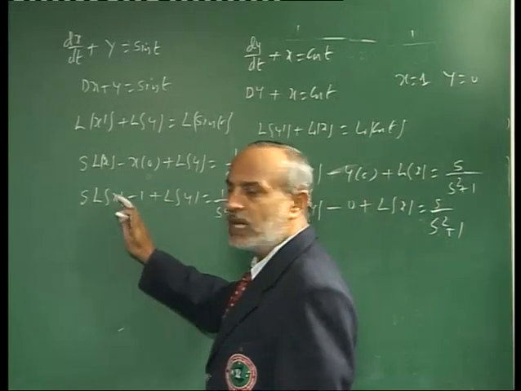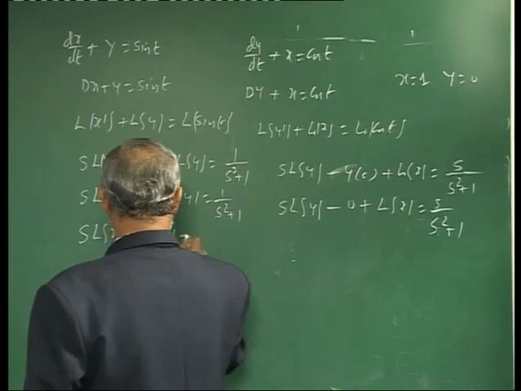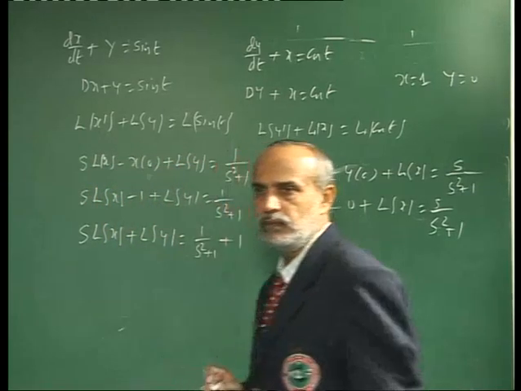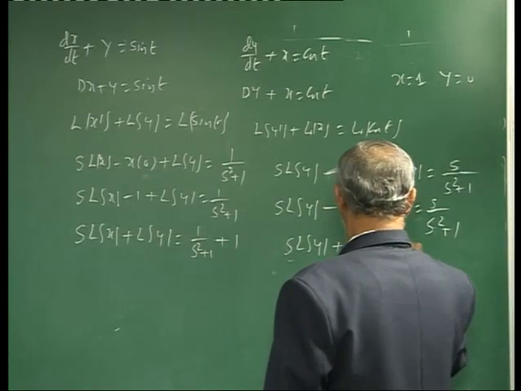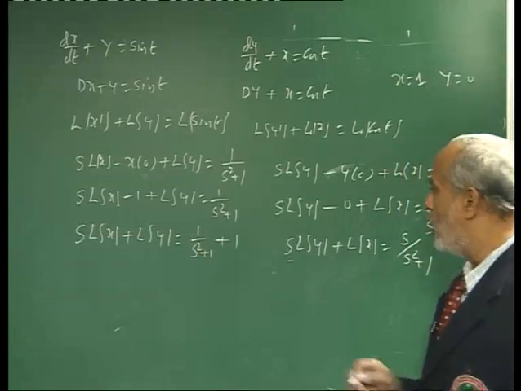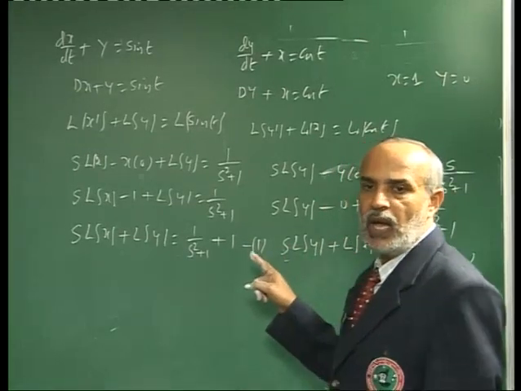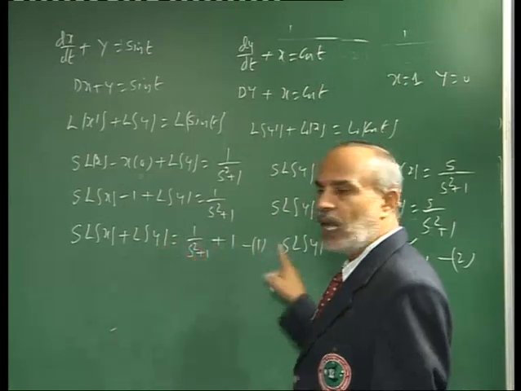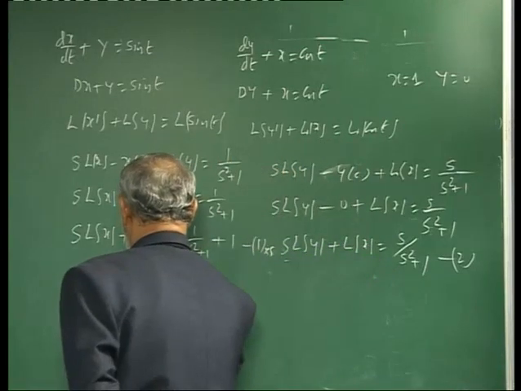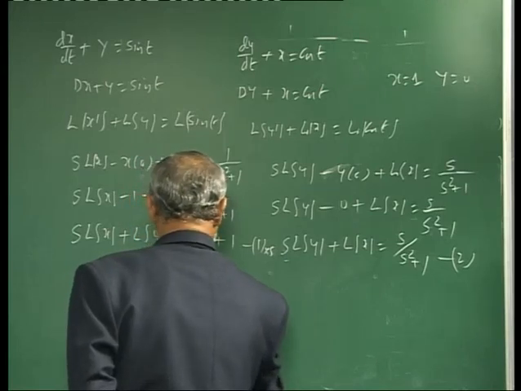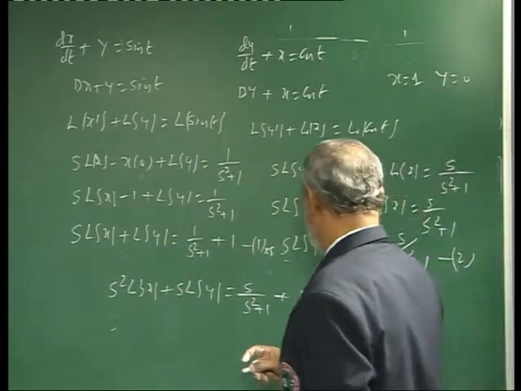Now this minus 1 you can transfer to the RHS, it becomes s into L of x plus L of y is equal to 1 by s squared plus 1 plus 1. The other equation as it is: s into L of y plus L of x is equal to s divided by s squared plus 1. Now call this equation 1 and this equation 2. Now solving these two equations, you can eliminate either L of y. First equation you can multiply by s, what do you get? s squared L of x plus s into L of y is equal to s divided by s squared plus 1 plus s. The second equation you can write as it is, what do you get?